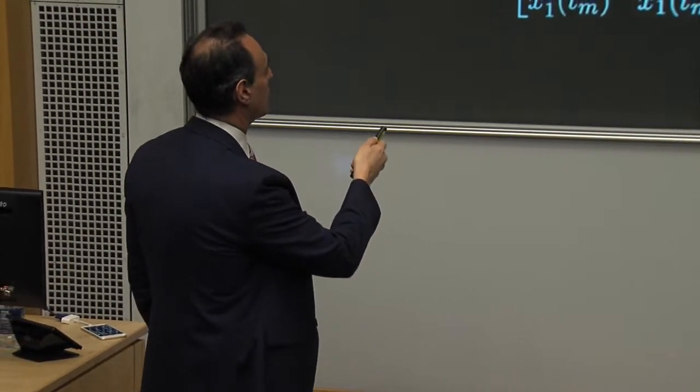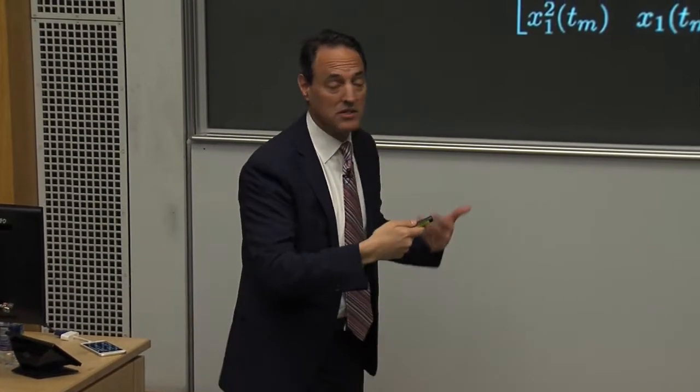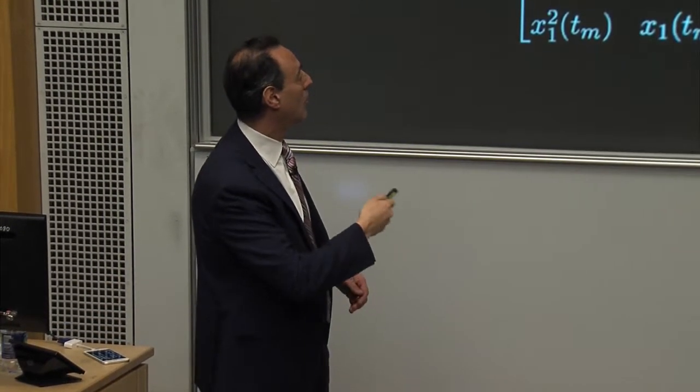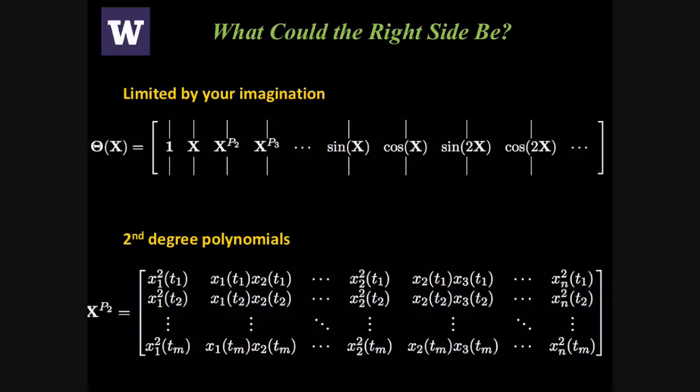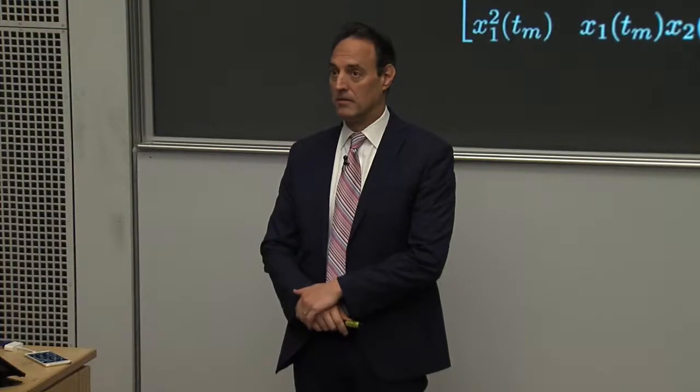Now, for instance, the quadratic terms, if it's an n-dimensional state space, they look like this. These are all the potential quadratics. So each column of this is a potential right-hand side term, and each row is a different time measurement. So I start measuring my system, and I can build this giant matrix. That's the A in AX equal to B.